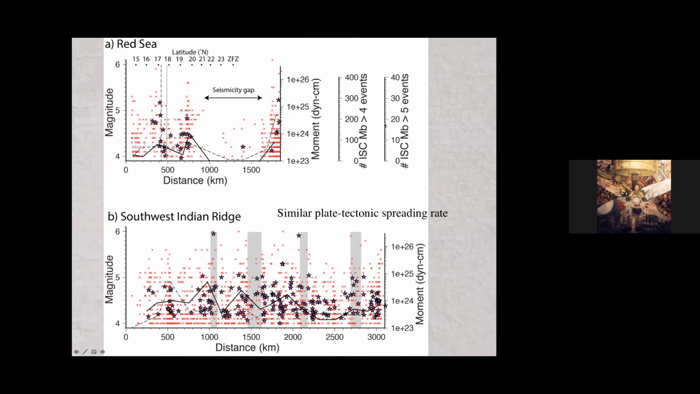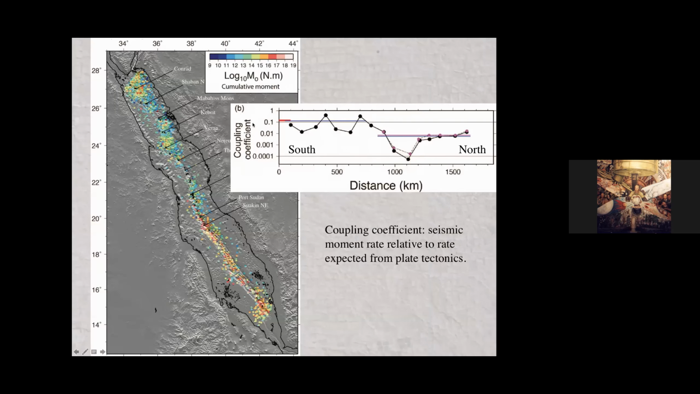So this is my preferred explanation. I'm just highlighting this observation. It's really curious. This is the Southwest Indian Ridge seismicity, very frequent earthquakes. And that's what the Southern Red Sea looks like, a fairly typical ultra slow spreading ridge. But then we have this really big gap. And when you convert the seismic moment release to coupling coefficient, you see there is this big step by about a factor of 10 between the north and the south in coupling.